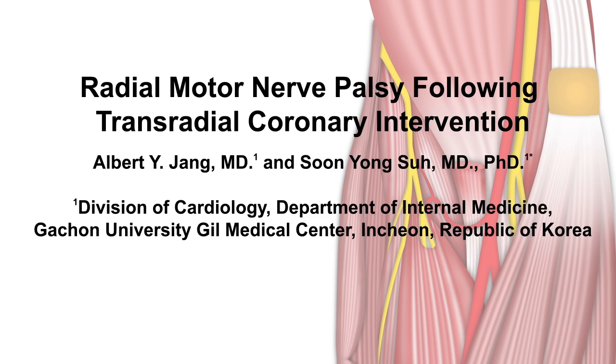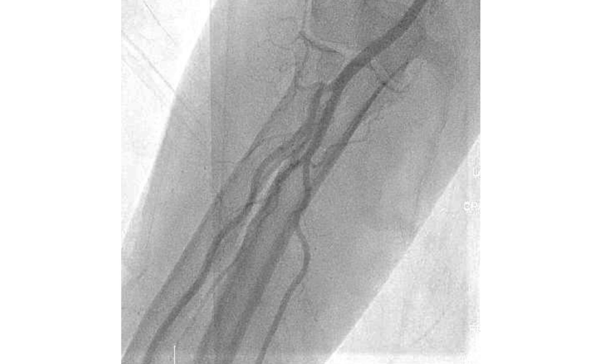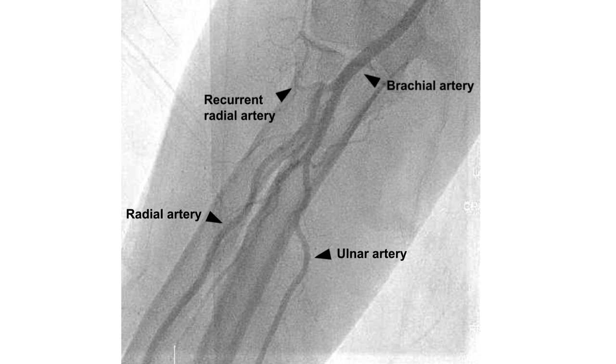This video explains the possible mechanisms of radial motor nerve palsy we have experienced after transradial intervention. This is a fluoroscopic image of the patient's right forearm where you can see the radial and the ulnar artery converging towards the brachial artery around the elbow area. Along the radial artery, you can see a small branch called the recurrent radial artery.